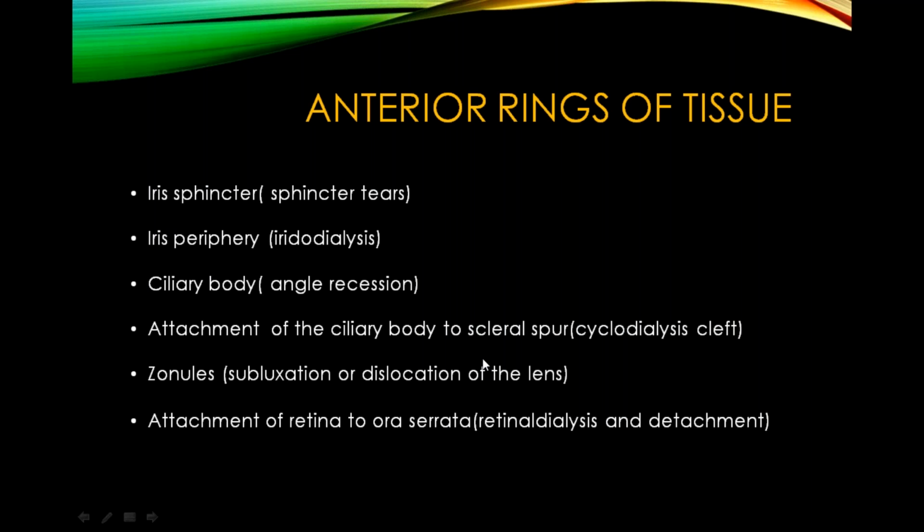So these are some highlights of closed globe injury. It can be a short note question for you, and extreme details are not required. You have to remember the main effects of closed globe injury on the eye. If you remember the anatomy of the eye in the form of circles, then one by one you will be able to identify the changes which occur at each level: at the level of iris sphincter in the pupil, at the level of iris periphery, at the level of ciliary body, at the level of attachment of ciliary body, at the level of zonules, and at the level of attachment of retina to the ora serrata, that is retinal dialysis or detachment. So these are some of the main manifestations of closed globe injury.